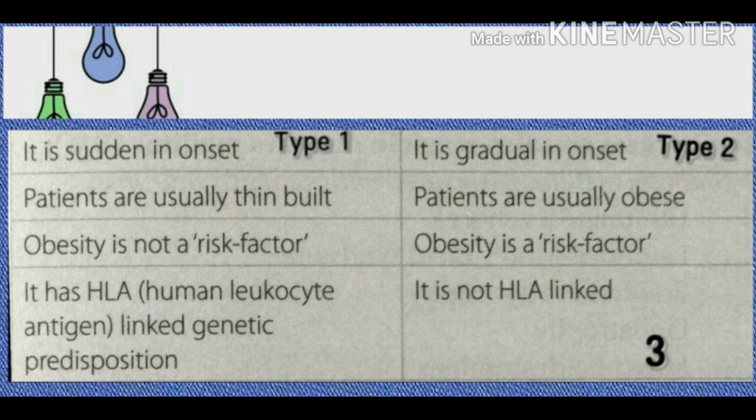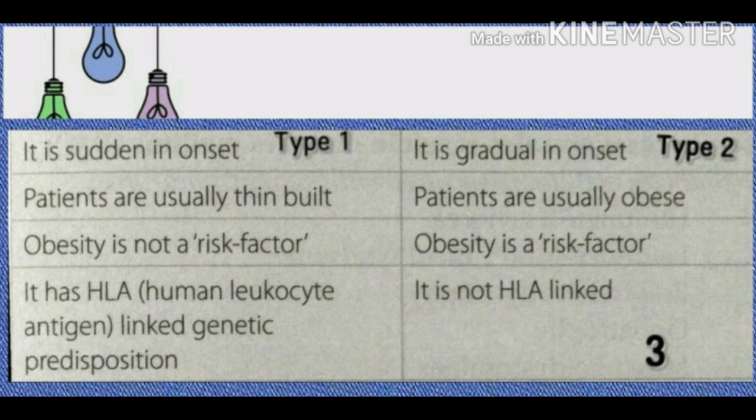In type 1 diabetes, it is related with the HLA, that is human leukocyte antigen. It is a kind of gene which encodes a major part of the genetic predisposition, which leads to type 1 diabetes only. There is no relation of this DNA with type 2 diabetes.